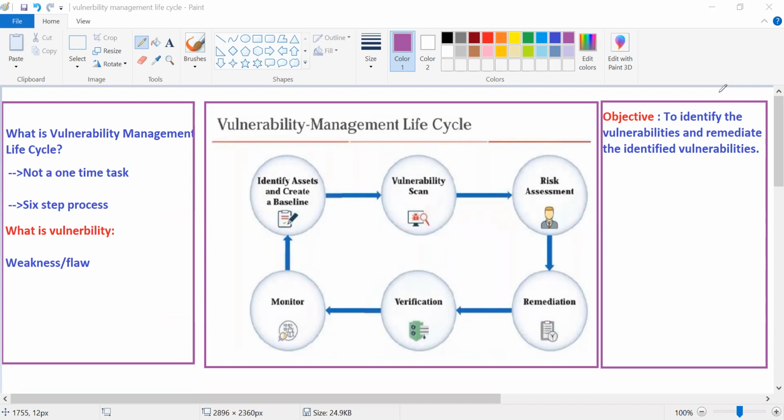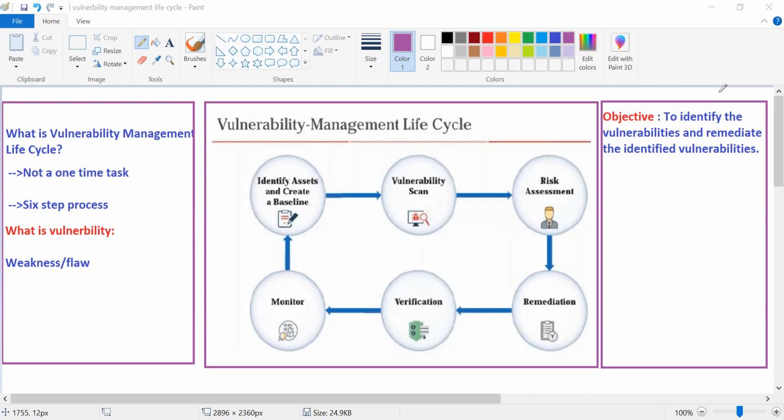Vulnerability management is not a one-time task. You don't get it done and then forget. It is a process that takes time and effort in order to be successful. Every day, hackers come up with new tools and techniques in order to infiltrate the organization's data. So that is why you always need to stay on top of your security measures and the vulnerabilities. That's why the vulnerability management life cycle comes into the picture.